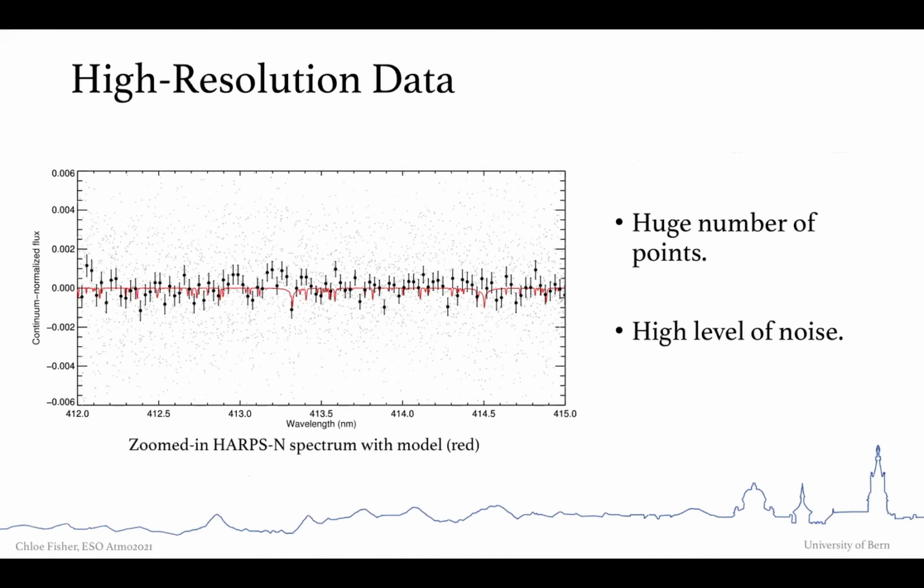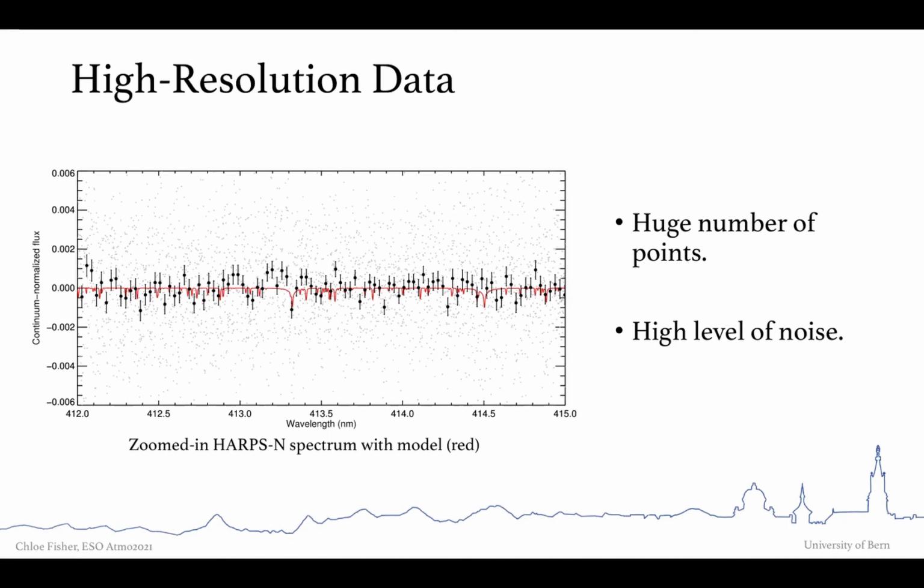Okay, so moving on to high-res data. This is an example of a zoomed-in spectrum from HARPS-North. It's a model spectrum. The red was the model that was used to generate the data, which is the gray points, which then get binned to the black points. And this is just a tiny fraction of the spectrum.